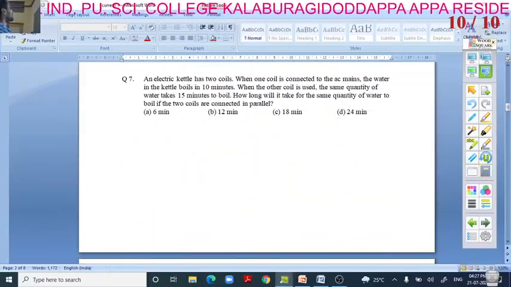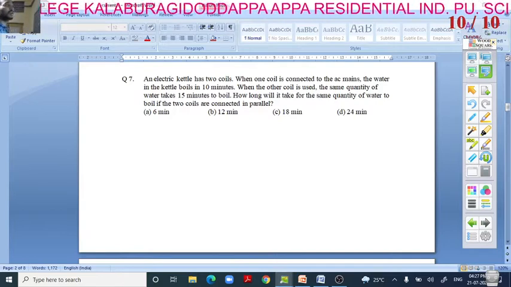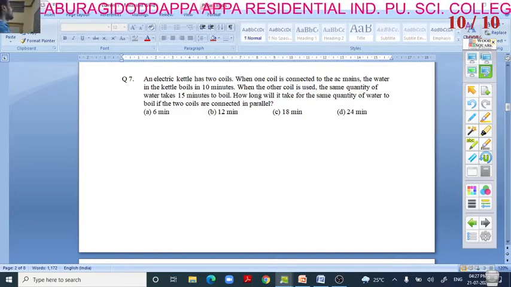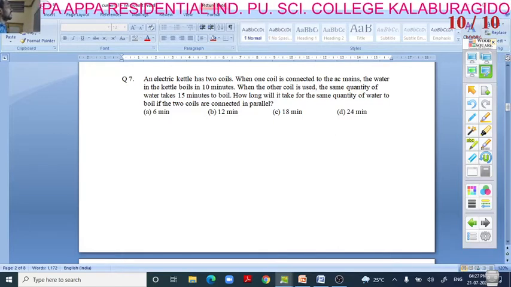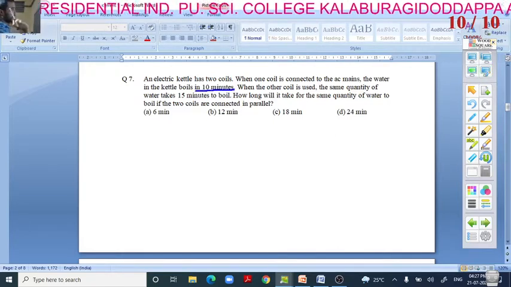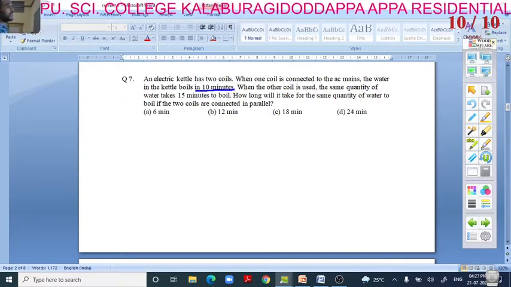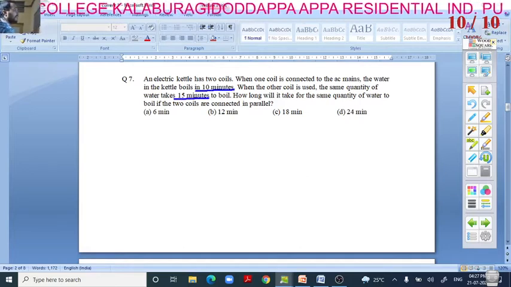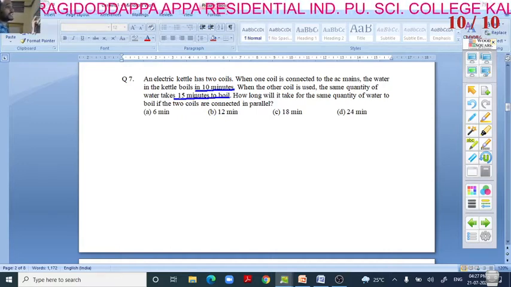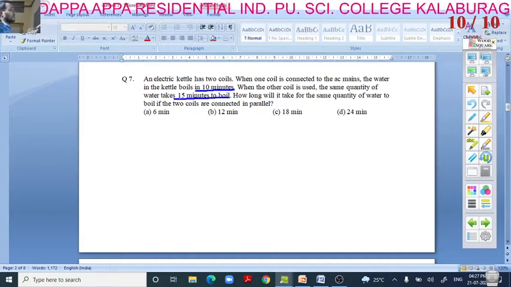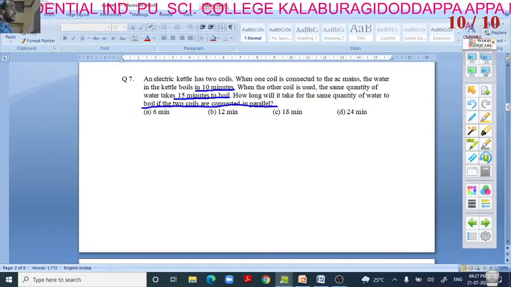Next, an electric heater has two coils. When one coil is connected to the AC mains, the water in the kettle boils in 10 minutes. Concentrate here. When the other coil is used, the same quantity of water takes 15 minutes to boil. How long will it take for the same quantity of water to boil if the two coils are connected in parallel?